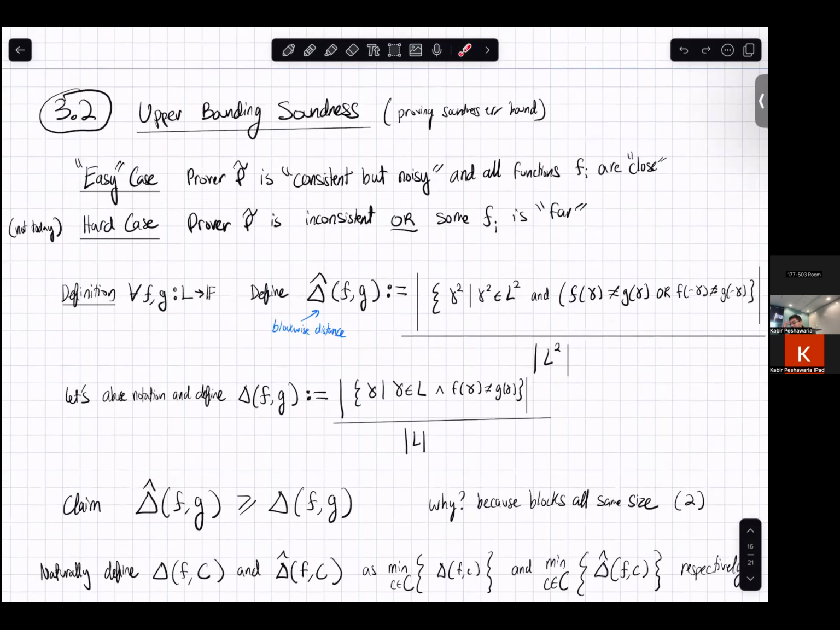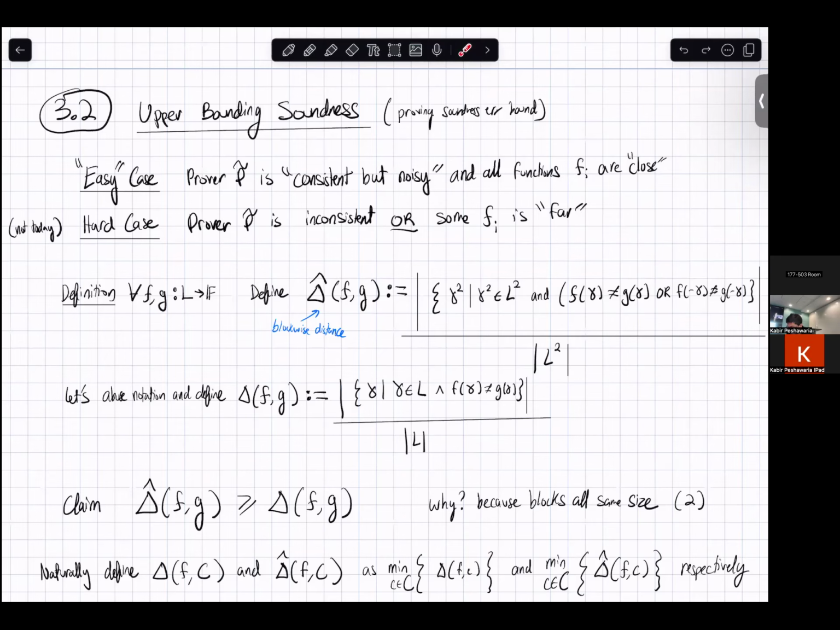Now we get into the real meat of FRI, which is actually trying to prove a soundness error bound. There are two cases that we'll talk about: an easy case and a harder case. I really want to focus on giving the intuition for the easier case, and if we have time, we can maybe talk about the harder case.